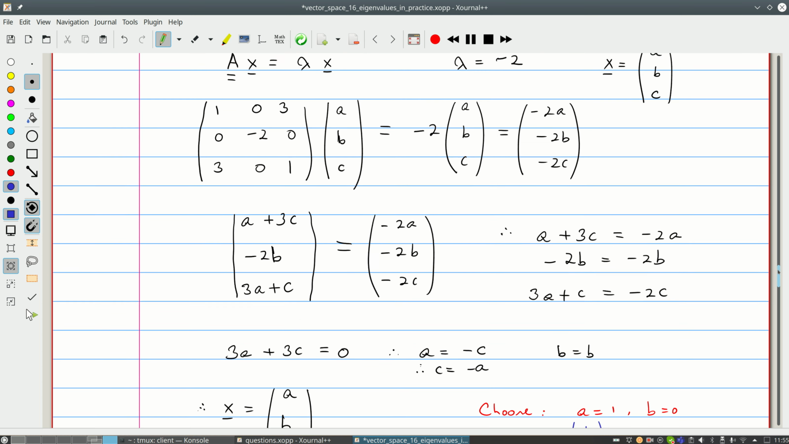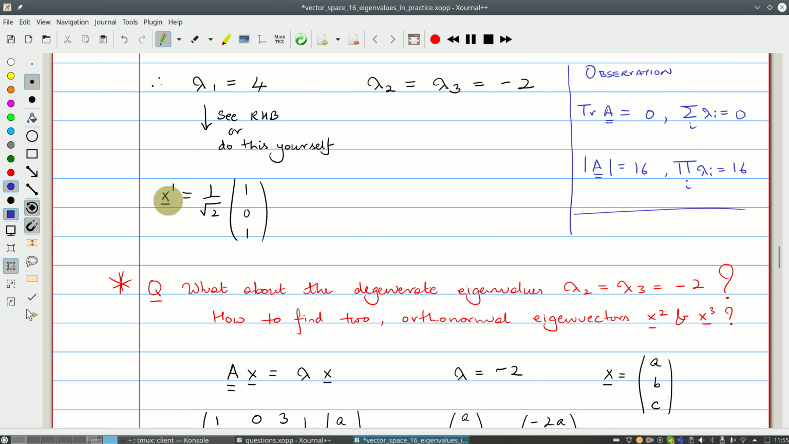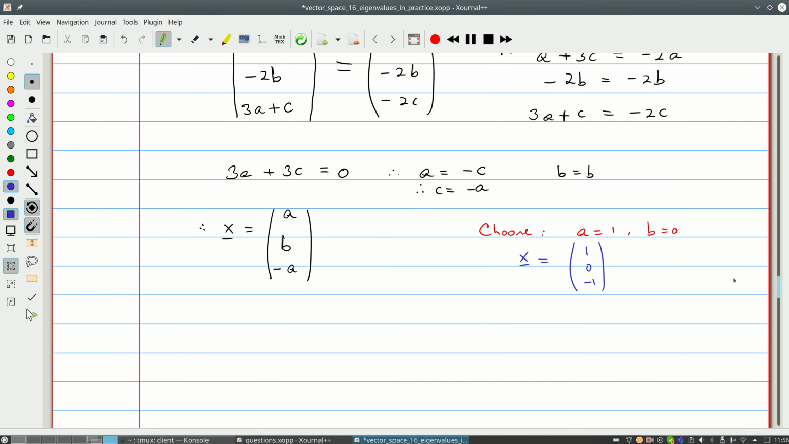Let's just compare it to x1, which is what we have from Riley, Hobson, and Bence. x1 is 1, 0, 1. We can forget about the normalization for the time being. And I'd like you to check that with this arbitrary choice of a and b, we get an eigenvector which is actually orthogonal to x1. Please check this. So check that x2 dot x1 is equal to 0. Okay, now what I can do is call this thing x2.